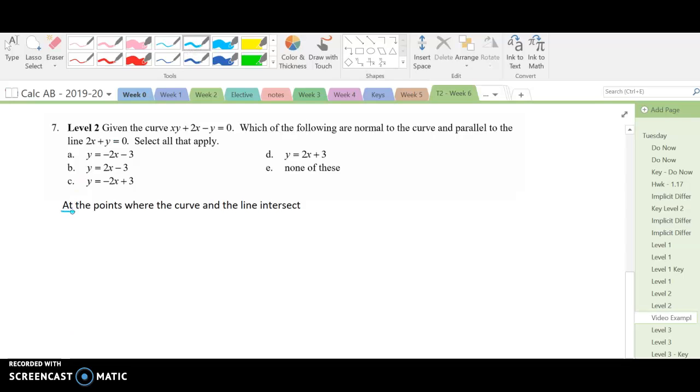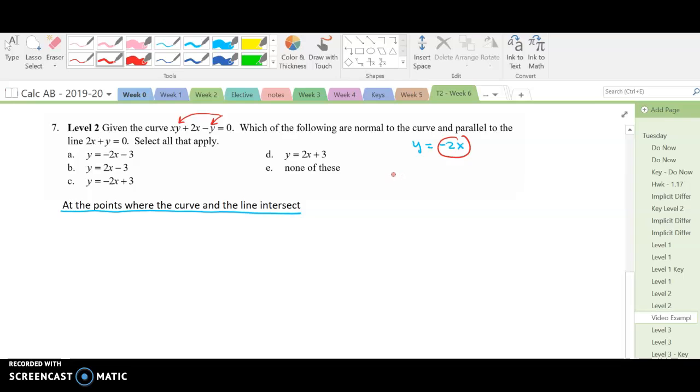For this problem, there's one piece of information that was missing. This should be the case where the curve and the line intersect. So for that, we need to figure out where the line and the curve intersect, and that can be found by substitution. If we rearrange here, y is equal to negative 2x from the line. And so I'm going to choose to put that negative 2x in for every y.